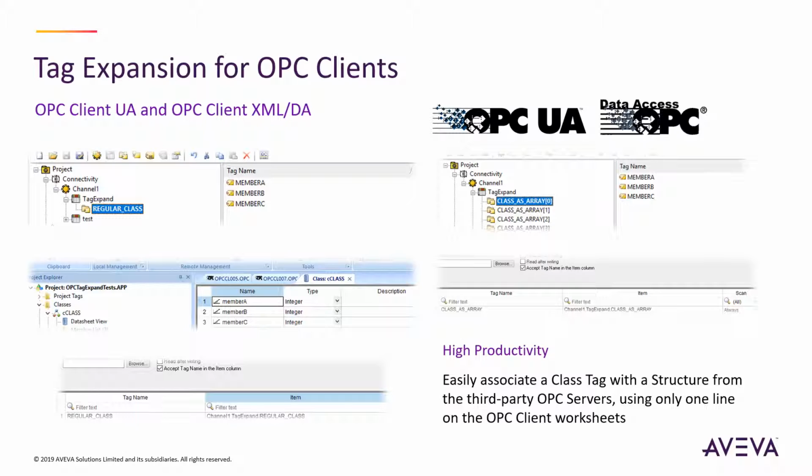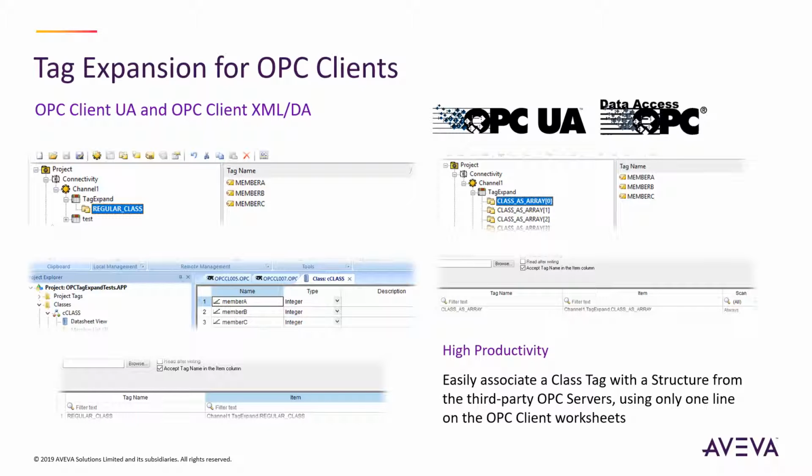Talking about the improvements on our OPC clients, I'm going to first talk about the tag expansion. This feature is available for both UA and XMLDA clients. So the way it works is that on the server side, you can configure a structure with several members. And then on the client side, you can mimic that structure, creating a class with the same member names. Then you create a tag belonging to that class. So when you go to the client worksheet, all you have to do is to add only one line with the main tag name on the tag name side, and on the item, of course, the main item name.